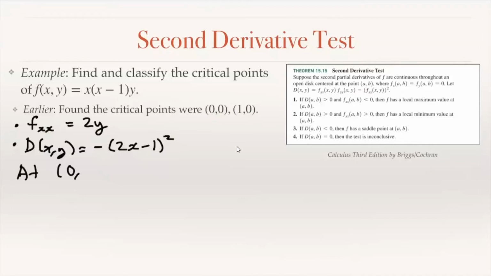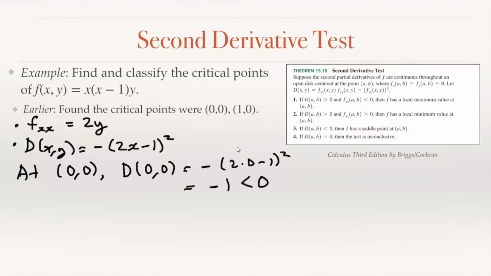So at 0, 0, don't plug it into f sub xx first. You should always first test which of these cases you're in, because if D is less than 0, then there's no point in plugging in. It's just automatically a saddle point. So D of 0, 0 is negative (2 times 0 minus 1) squared, which is negative 1, and that is less than 0. In other words, we are in case 3, so 0, 0 is a saddle point.